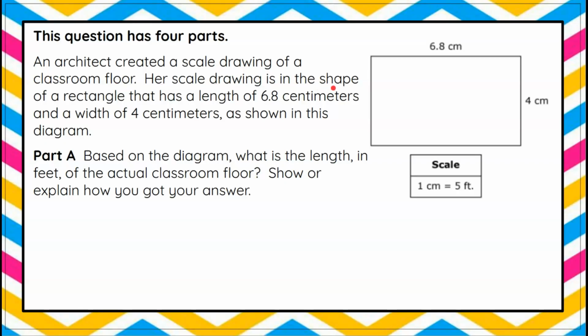Her scale drawing is in the shape of a rectangle that has a length of 6.8 centimeters and a width of 4 centimeters as shown in this diagram. So length of 6.8 centimeters and a width of 4 centimeters. And we're given the scale that tells us 1 centimeter equals 5 feet. Based on the diagram, we're asked what is the length in feet of the actual classroom floor, and we are to show or explain how we get our answer.